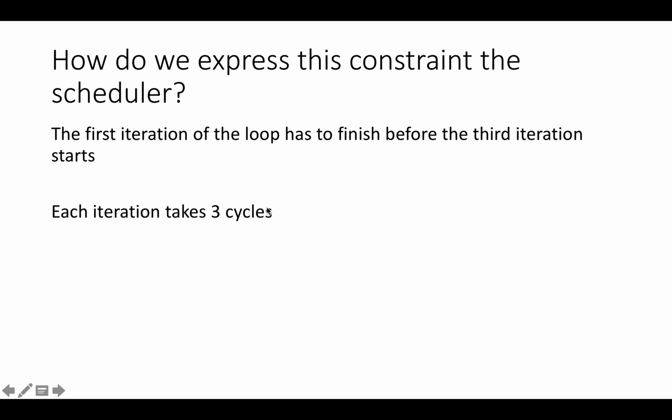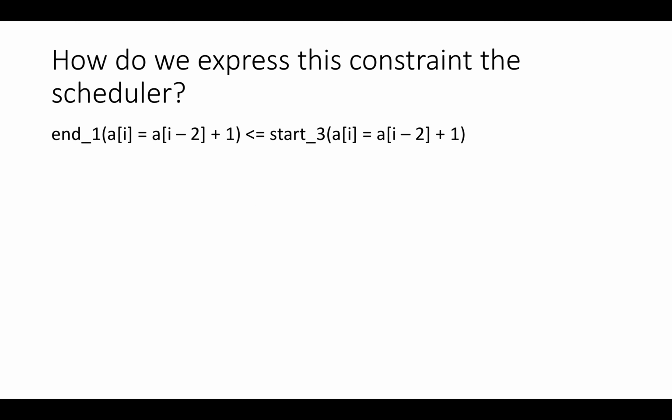And notice that in our ordinary loop body schedule, each iteration is going to take 3 cycles. So actually, this phrase up here can just be translated into an integer linear constraint using our notation for start and end times of instructions, like so. We can say that end underscore 1 of A[i] equals A[i-2] plus 1.